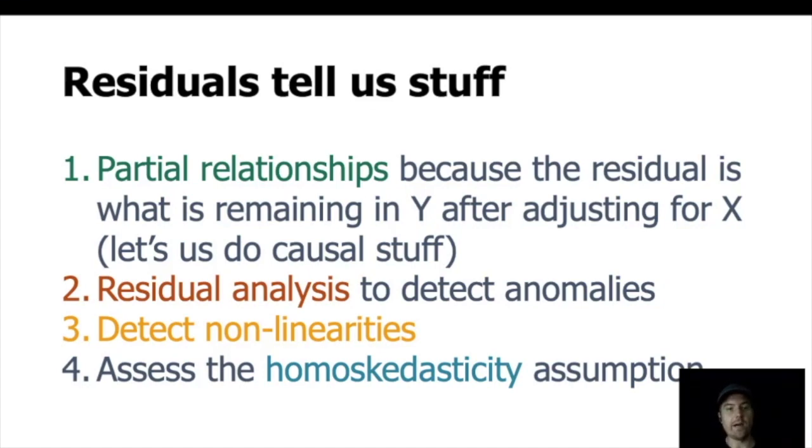It also is going to help us assess a homoscedasticity assumption. I know, say that one fast, right? So homoscedasticity is this idea that the variance of the residuals is basically the same across the whole line. It doesn't fan out in one direction or another, which we'll talk about in a lot of depth in Unit 2.